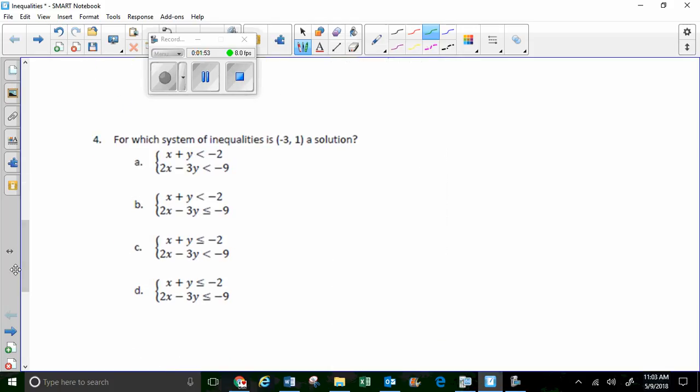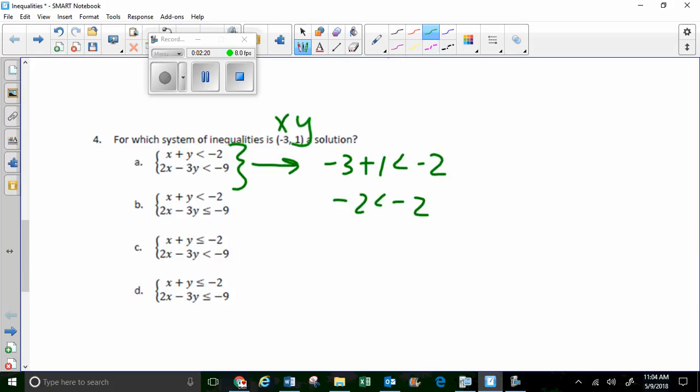Number 4, which system has the solution negative 3, 1? So you got two options. You can pull out some graph paper and solve these inequalities and graph them, see if that falls in the solution region. But since I don't have graph paper, we're just going to plug in X and Y and see which one gives us a true statement. It's got to work for both. So first I'm going to plug in X and Y to the first inequality, and I'll get negative 2 is less than negative 2. Is that true? Can you be less than yourself? No. So that one's out.